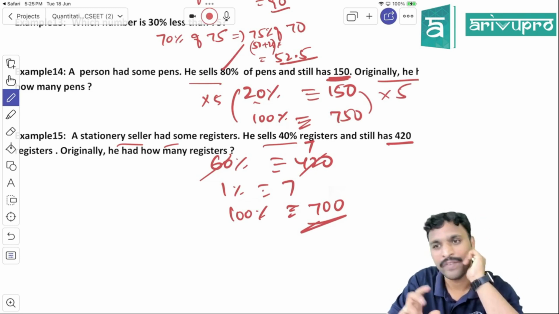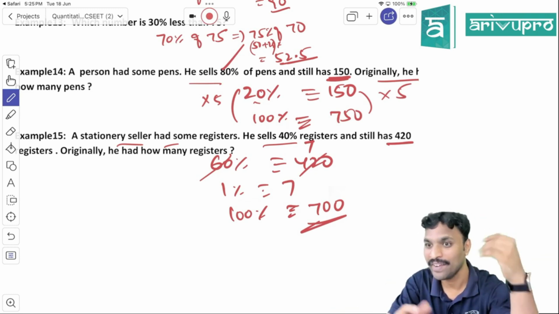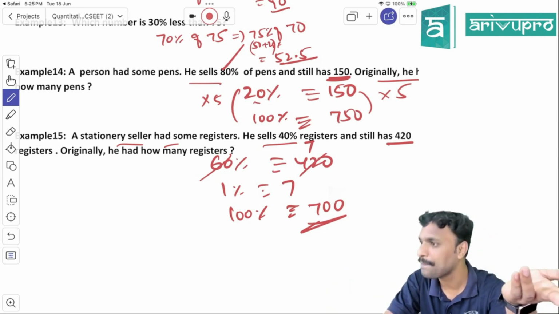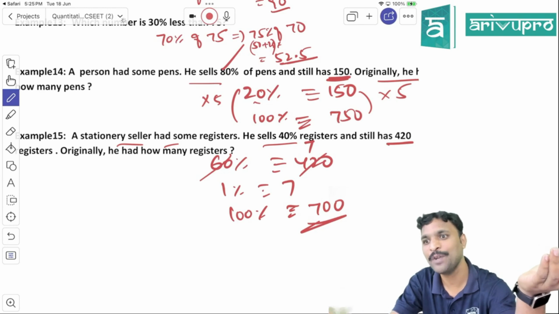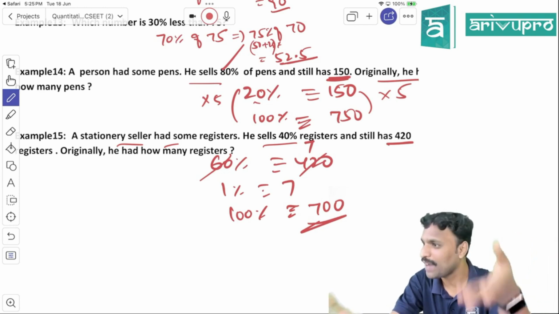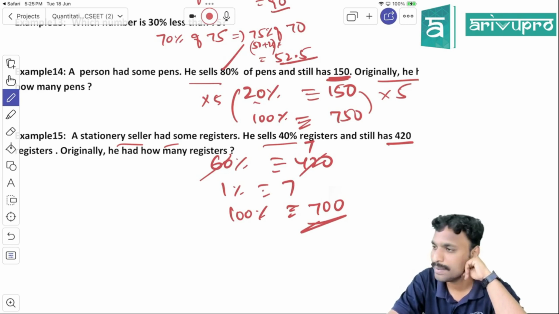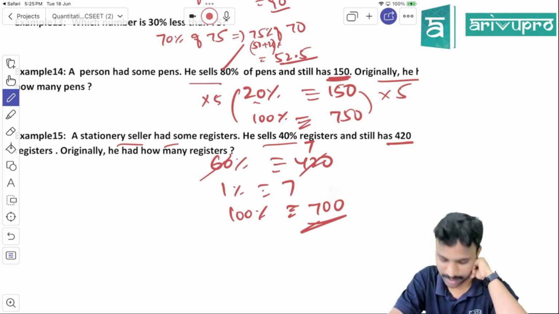Clear? If it is 20%, you multiply by 5. If it is 60%, simplify it. Make it 1% or maybe 10%. If you make 1%, multiply by 100 and you get 100%. If you get 10%, multiply by 10 and you get 100%. Clear?